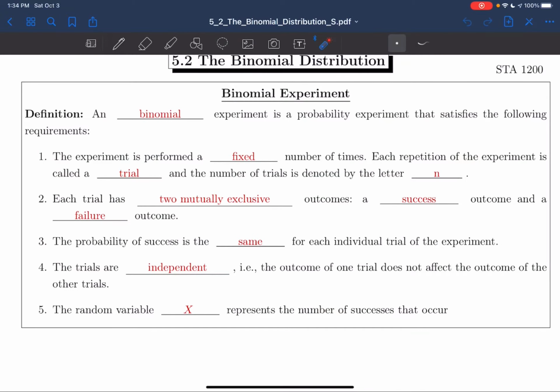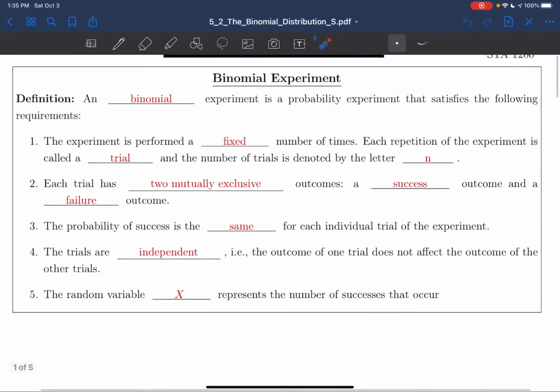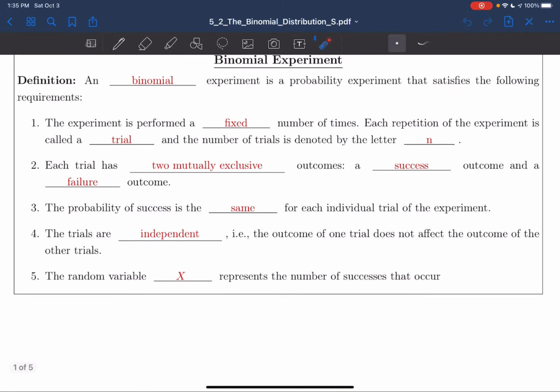First thing you want to check is that the experiment is performed a fixed number of times. Each repetition of the experiment is called a trial, and the number of trials is denoted by the letter n. So you want to identify what is your trial in your experiment, and once you find that, you just call it n. Each trial has 2 mutually exclusive outcomes, a success outcome and a failure outcome.